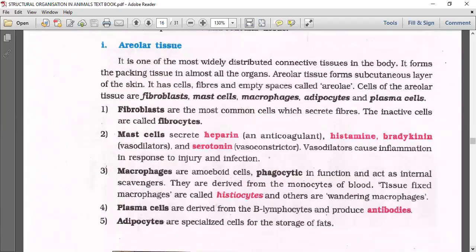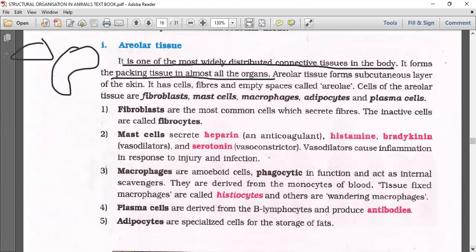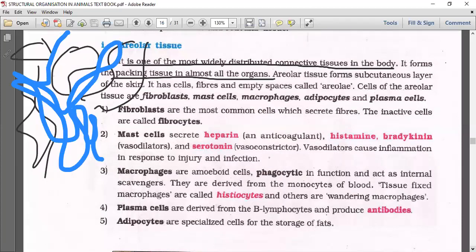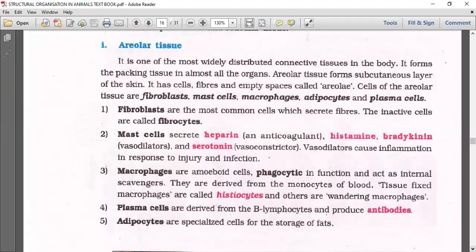Before continuing, let me read how areolar tissue is given in the textbook. It is one of the most widely distributed connective tissues in the body. It forms a packing tissue in almost all the organs, between the kidney and liver, kidney and stomach, and between all internal organs, filling all the spaces present between them. That is why this tissue is considered a packing tissue.